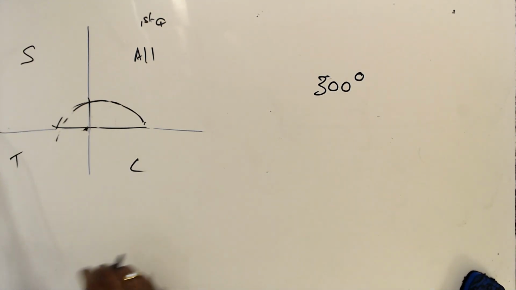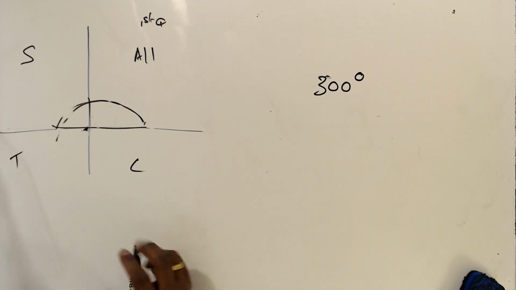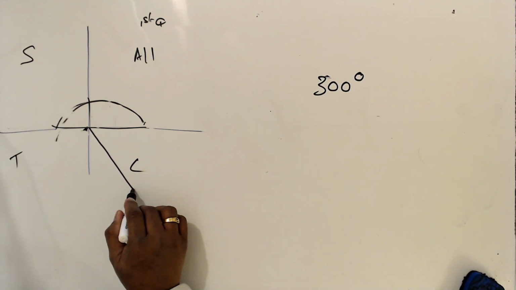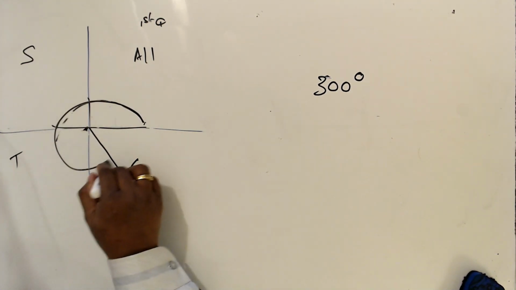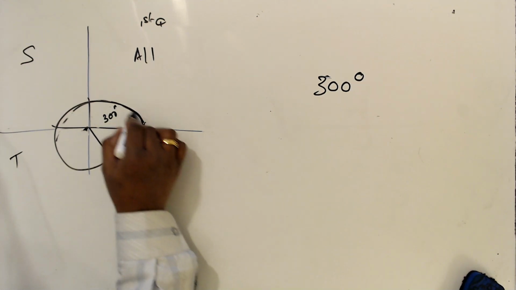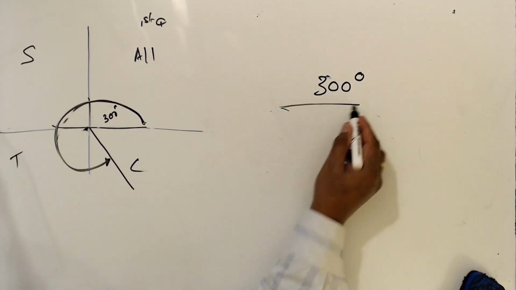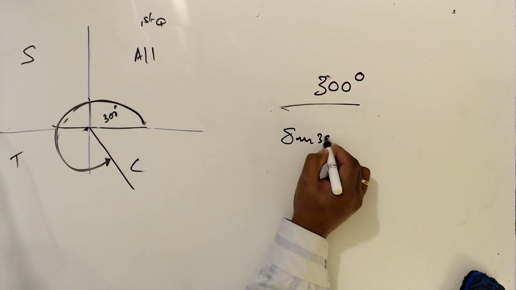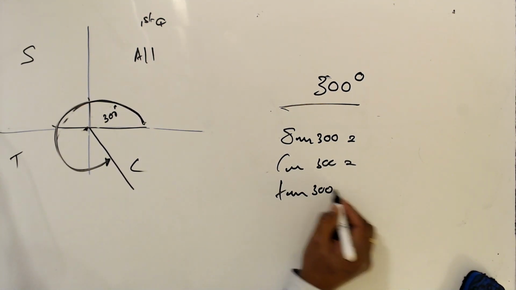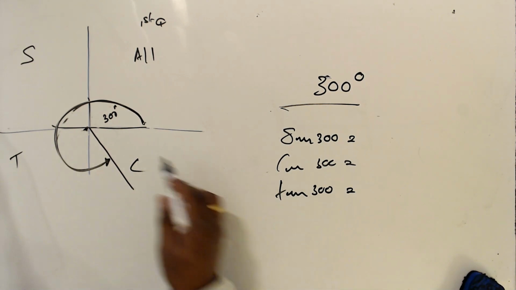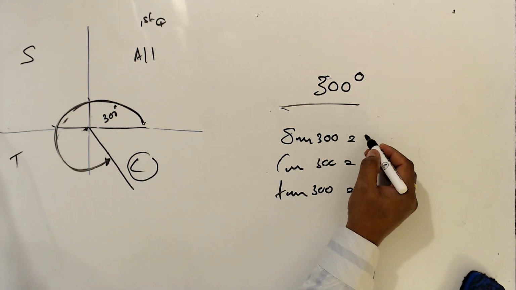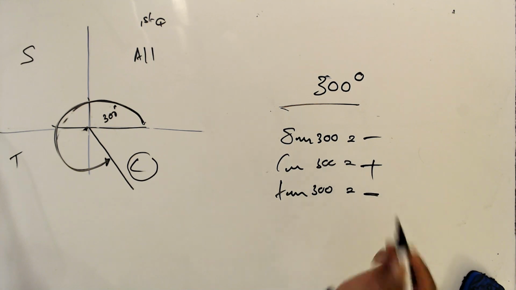If I say angle 300, where does this hypotenuse lie? 90, 270, and another 30. This is the hypotenuse or the radius. This is the 300 angle. So what do you know about sine 300, positive or negative? Cos 300, positive or negative? Tan 300, positive or negative? We know that in the fourth quadrant only cos is positive. It means sine is negative, cos positive, tan negative.